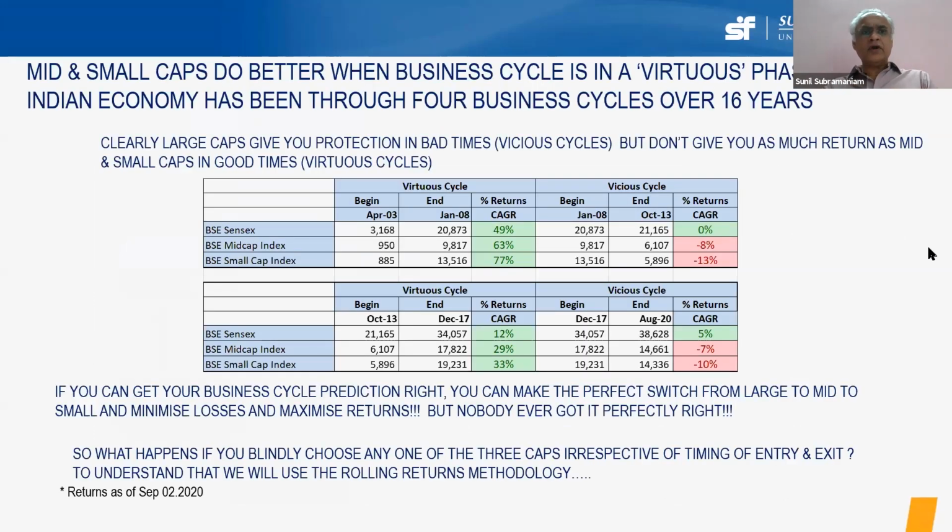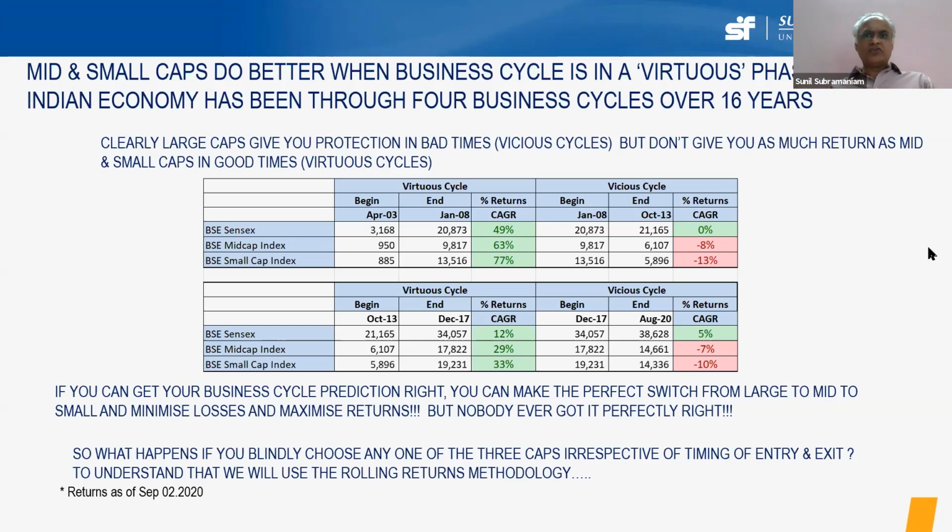And hence, if you look at this table, our economy over the last 16, 17 years has seen four cycles. A virtuous cycle from 2003 to 8, followed by a vicious cycle from 8 to 13, followed by another virtuous cycle from 13 to 17, and then a vicious cycle from 17 to date. What you can see from these numbers is that when the cycle is good, the small caps do better than the mid caps, and the mid caps do better than the large caps. However, the story is very different when the cycle is bad. Small caps are deeply negative, mid caps less negative, but large caps actually turn flat or positive.